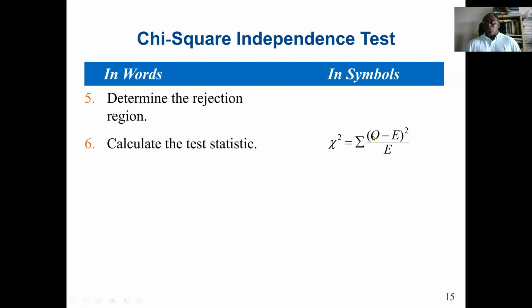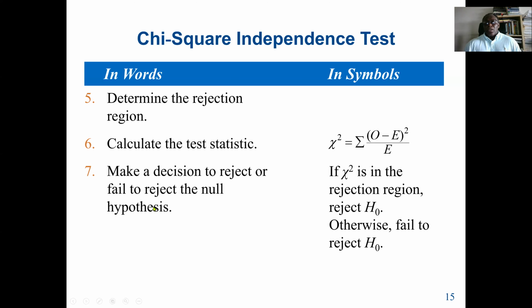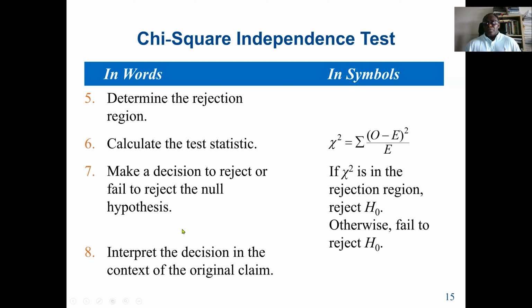In this case, the observed frequency is given. We just need to find the expected frequency. Then we finish. We make our decision to reject or fail to reject the null hypothesis. Then we interpret the decision in the context of the original claim. So the steps here are the same as our previous chi-square distribution test. The only difference is that this time we are testing if two variables are independent.